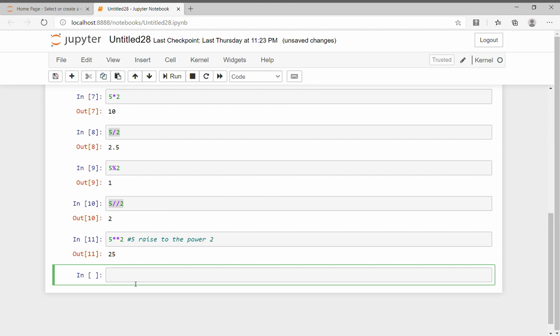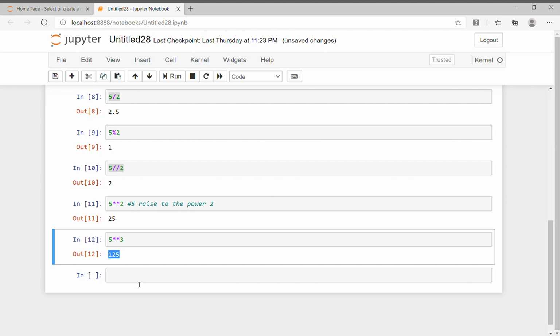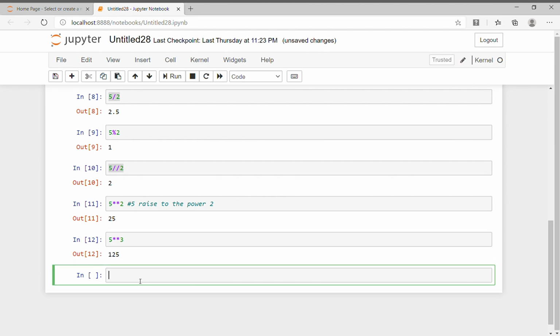So we can also do it like cube, so it will be 5 cube. This will give me 125. So it's all about the arithmetic operators. These are all the arithmetic operators of Python. We can use them with the help of variables, or we can use them with the help of predefined functions. You can go with it as it is.